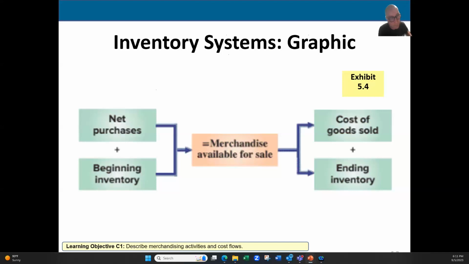On the top left, it says net purchases. Net purchases represents all of the purchases of inventory that the company made during the month or during the year, depending on the period that you're looking at. Plus beginning balance of inventory, what I started that month with, that year with. It equals merchandise available for sale. All of my purchases plus what I started the month with equals merchandise available for sale. I have it all. It's ready to be sold.